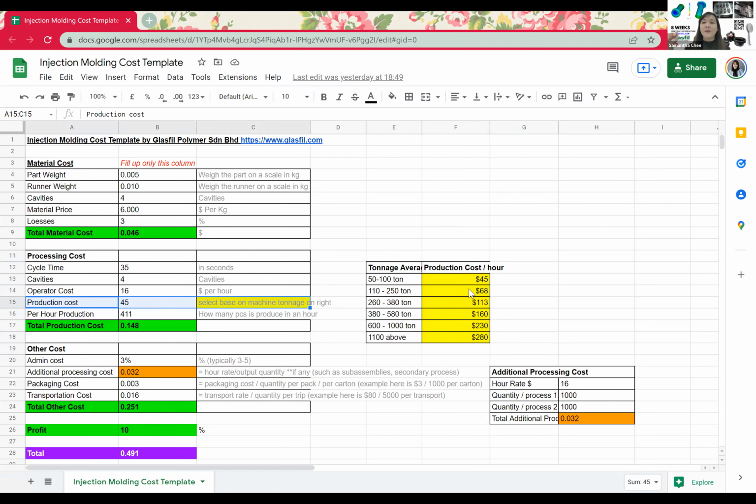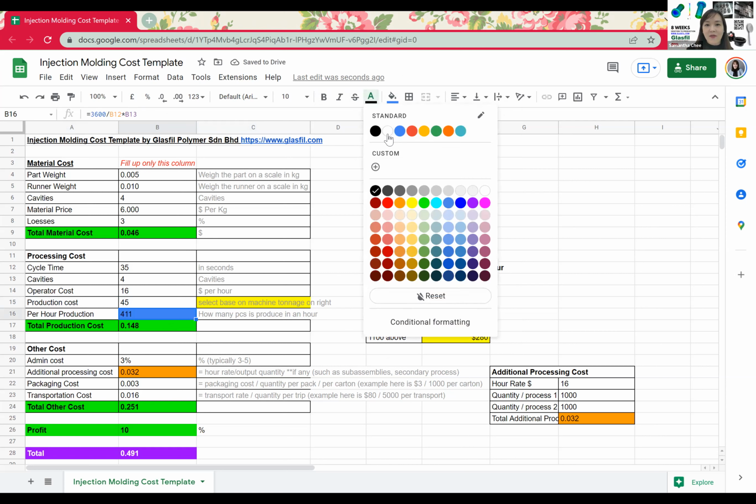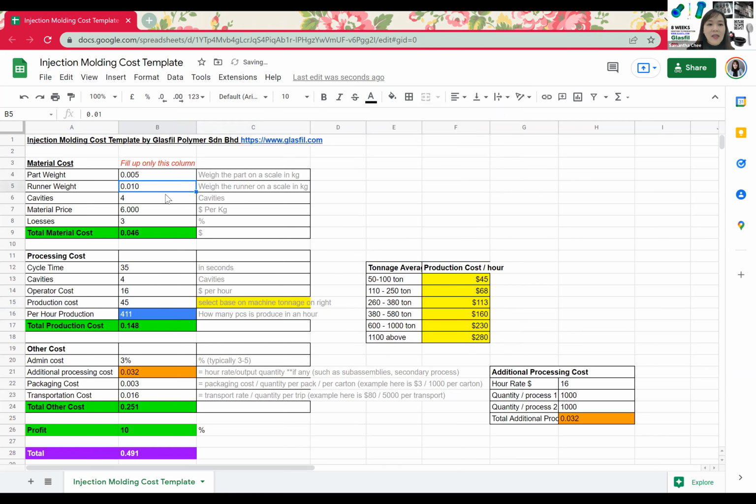Moving on next would be the per hour production. This is already calculated, so don't change the formulation. You just have to plug it in. Maybe I should just let you guys know, you don't have to do anything about this one because there are formulas behind it. So anything that you see in this place that has a formulation, do not touch. If not, your template will go haywire.